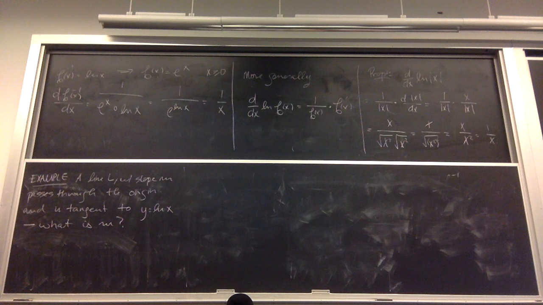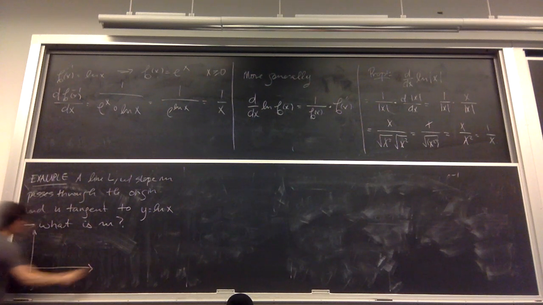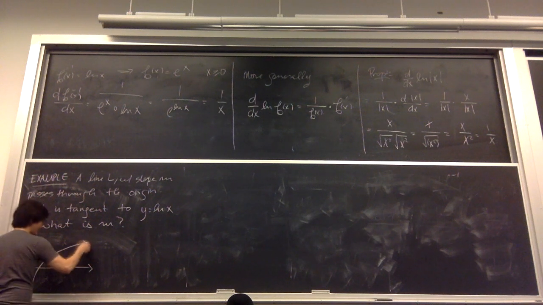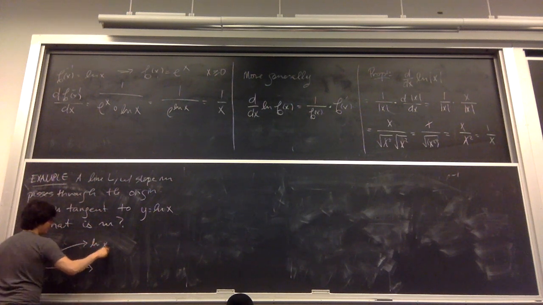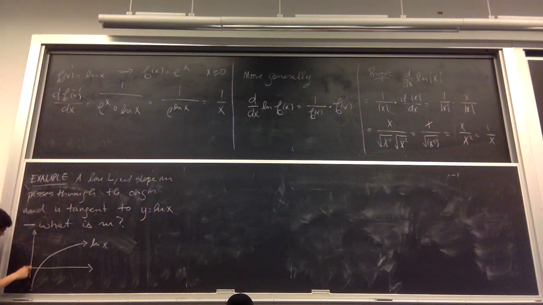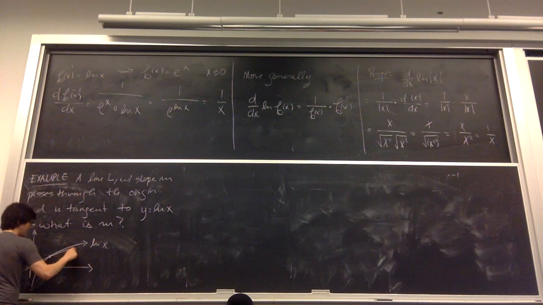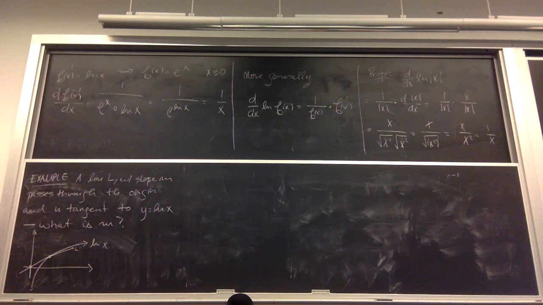What am I asking? Okay, so the best thing to do in these cases is to try and draw a picture. So we have ln of x here, like this. This is ln of x. And I'm going to connect a line from the origin to a point on this graph. And that's going to be called L. Does everyone get that set up?